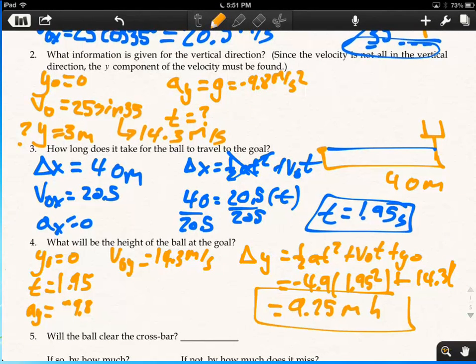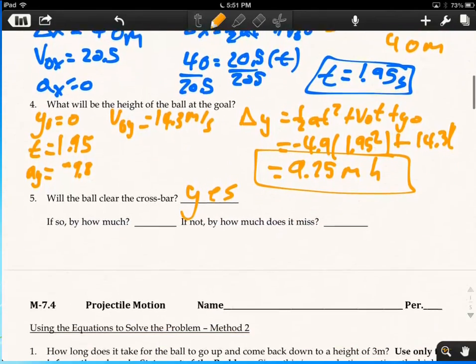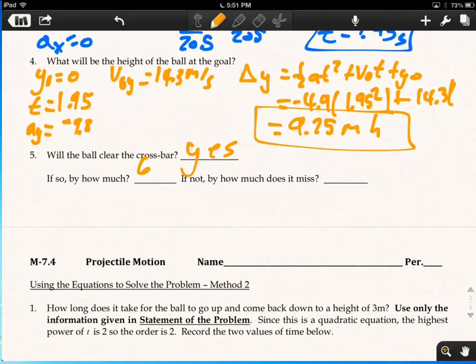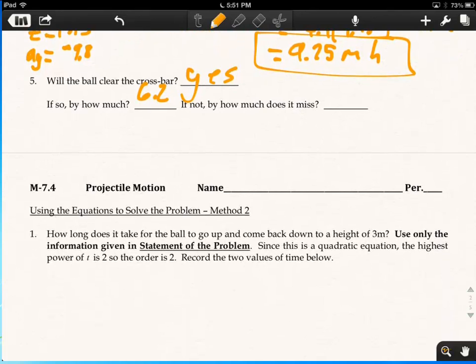Okay, so does it clear the goal? Well, the goal was only 3 meters, so yes, it does. By how much? By about 6.25 meters. So that's one way to do it. What we did was figure out how long it takes to travel the distance in x, then figure out where it is in y, and if it clears the goal, we're good to go.